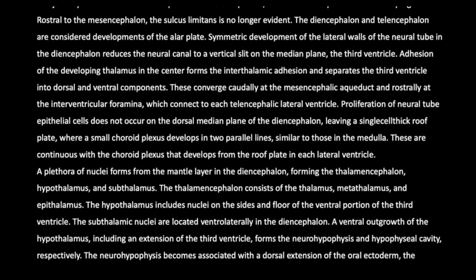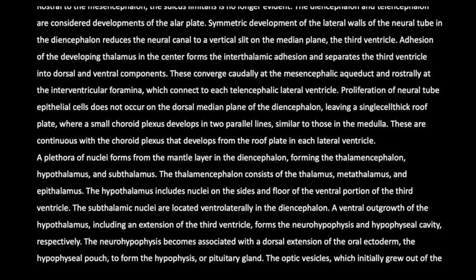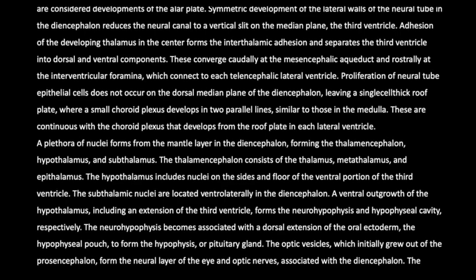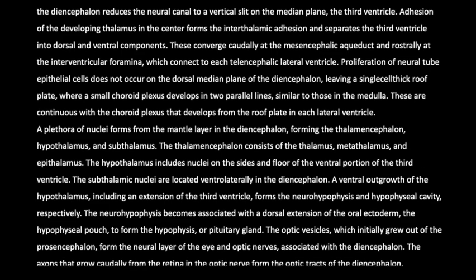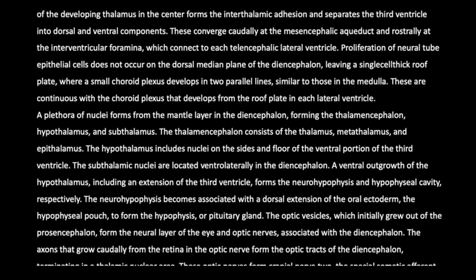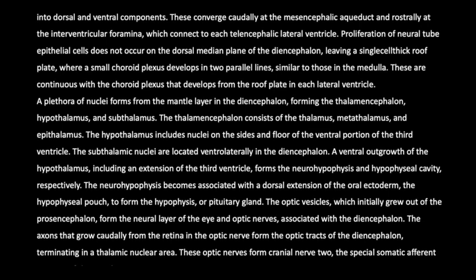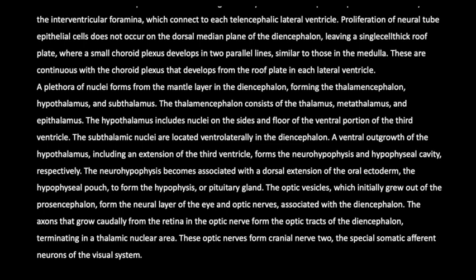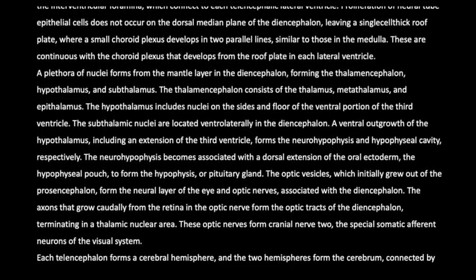Adhesion of the developing thalamus in the center forms the interthalamic adhesion and separates the third ventricle into dorsal and ventral components. These converge caudally at the mesencephalic aqueduct and rostrally at the interventricular foramina, which connect to each telencephalic lateral ventricle. Proliferation of neural tube epithelial cells does not occur on the dorsal median plane of the diencephalon, leaving a single cell-thick roof plate where a small choroid plexus develops in two parallel lines, similar to those in the medulla. These are continuous with the choroid plexus that develops from the roof plate in each lateral ventricle.